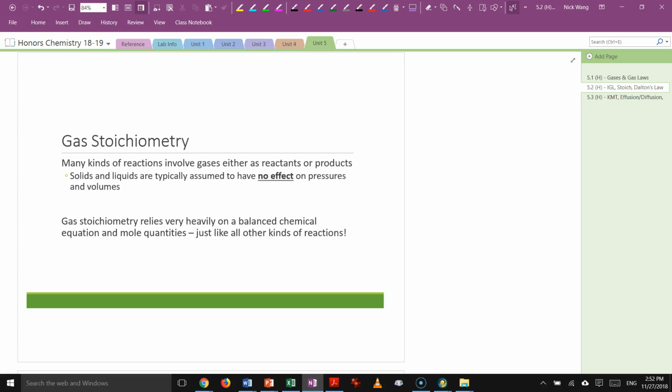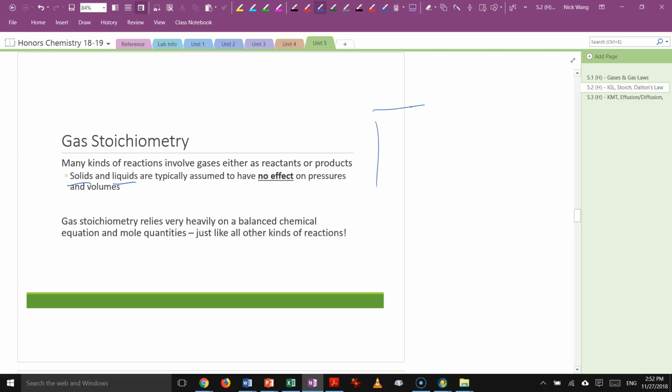We saw one example of that case, but also do note that we do have a lot of gases involved. One of the things that's important to recognize, though, is that anytime you have gases, there's a potential that you can form solids and liquids as a result of the reaction, but we generally assume that there's no effect on the pressure and volume that's there.